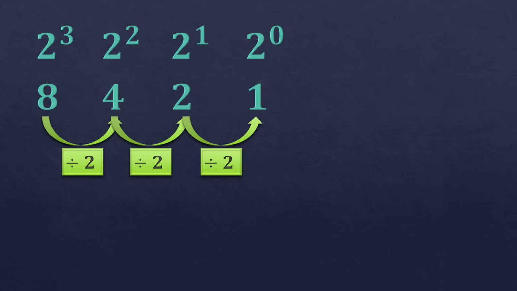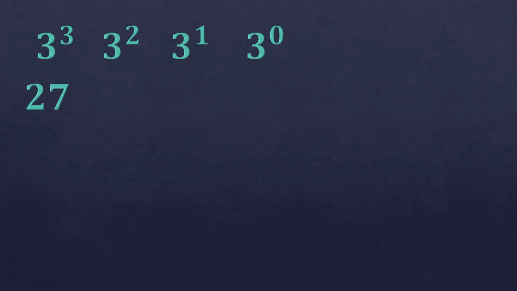Okay, this pattern worked when the base of the power was 2. Let's see what happens when we change the base. Will the pattern still give us the same result? This time the bases are all 3. So 3 cubed is equal to 27, 3 squared equals 9, 3 to the first is 3.